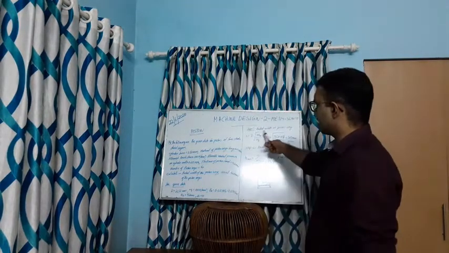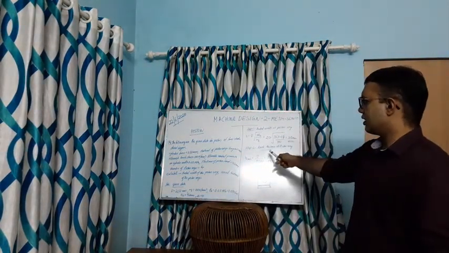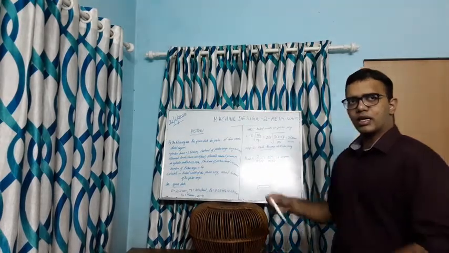So we know how to calculate the radial width of the piston ring and the axial thickness of the piston ring. This is a simple problem.